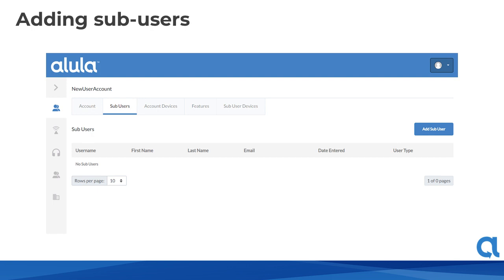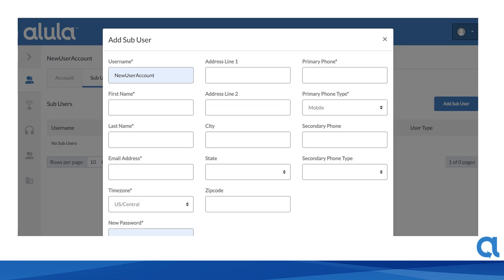So to do that, you're simply going to hit Add Sub-User, and then you're going to go through the same process as you would as adding a main user. So as you can see, I guess that looks like this. Exactly. The username, first name, last name, everything that was required on the previous page is still going to be required here.